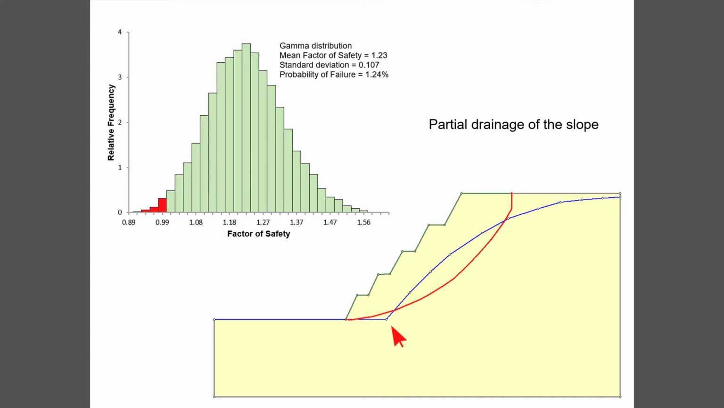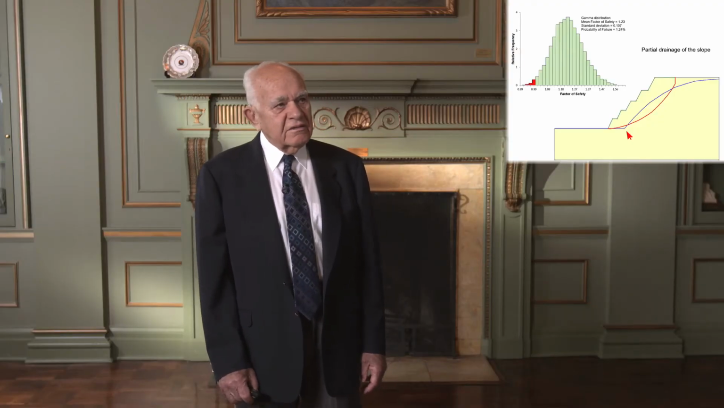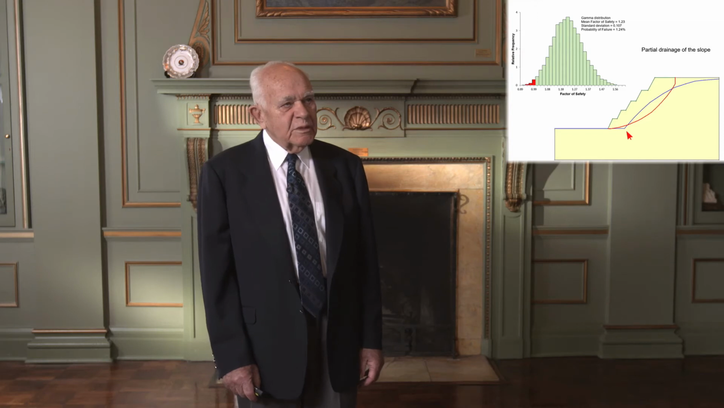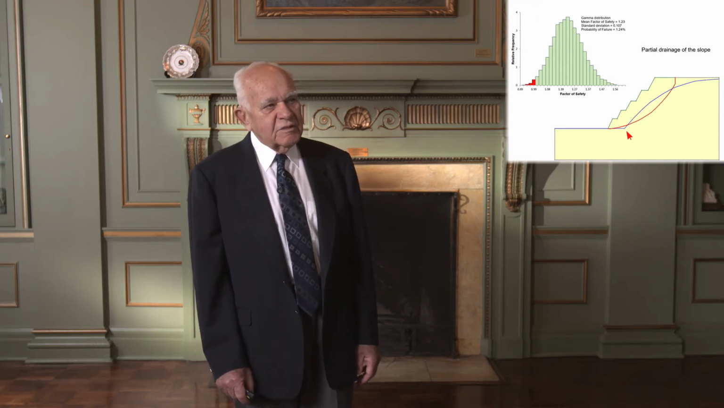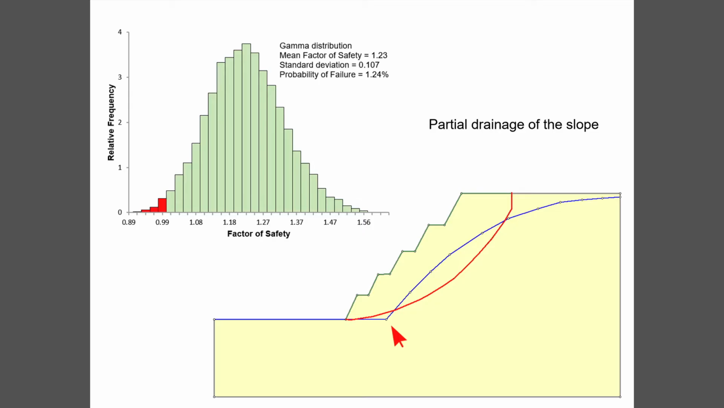So the first option I'm going to look at is drainage, and this would involve putting a tunnel or a drain of some kind into the slope behind the toe, as you see by the red arrow there. And you'll see from the histogram that this is enormously effective. It reduces the probability of failure down to about 1.2%, increases the factor of safety to about 1.2, and that has to be judged a very effective solution.